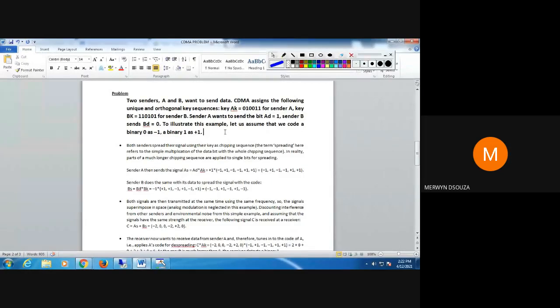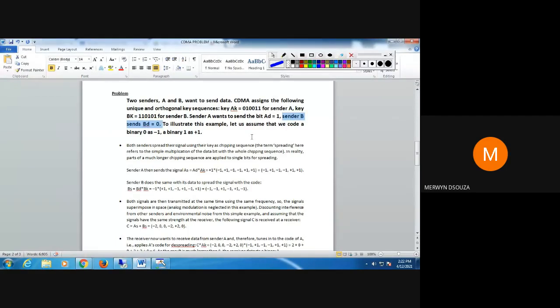So I'll just read the problem for you all. Two senders A and B want to send data. CDMA has assigned the following orthogonal key sequences. This is the key sequence for sender A, and there is a key sequence for sender B. These are the codes that have been given for sender A and for sender B. Sender A wants to send the data bit as 1. Sender B wants to send the data bit as 0.